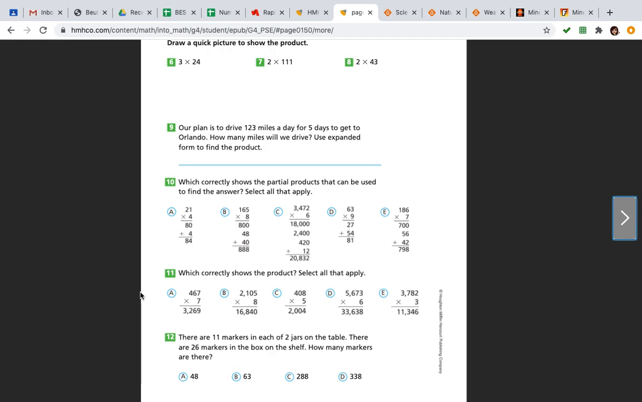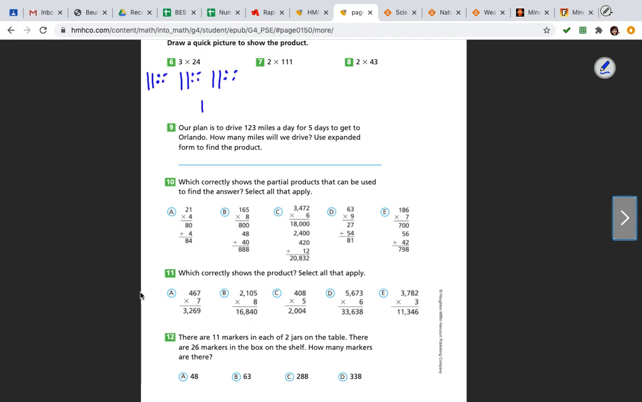So we can do 3 times 24. So 24 would be 2 tens, 1, 2, 3, 4 ones. Another 2 tens, 10, 20, 21, 22, 23, 24. Another one, 10, 20, 21, 22, 23, 24. And they didn't ask for the answer. We could easily solve for it.